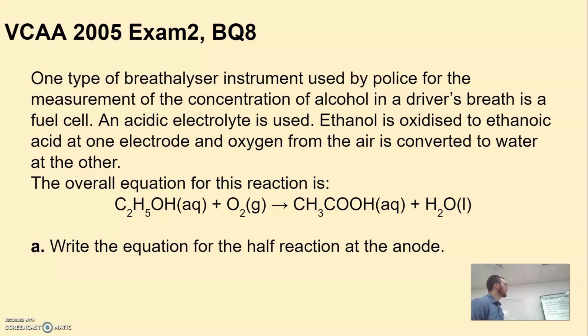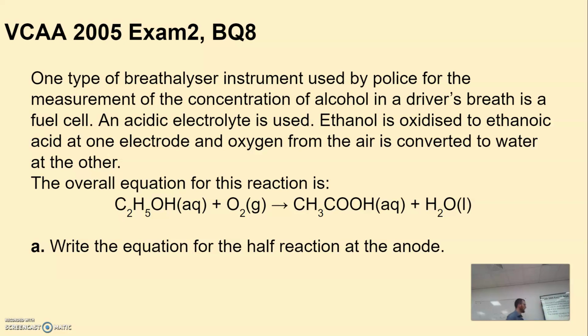Ethanol is oxidized to ethanoic acid at one electrode. Oxygen from the air is converted to water at the other. So this information gives us the starting and ending points of our cathode and our anode reactions. Here is our overall equation. So we've got that goes to this and that goes to that.